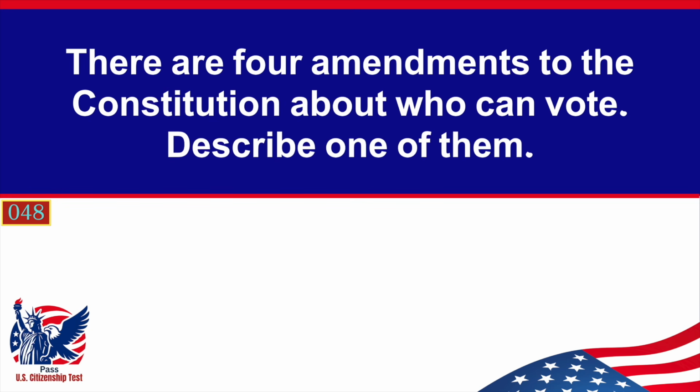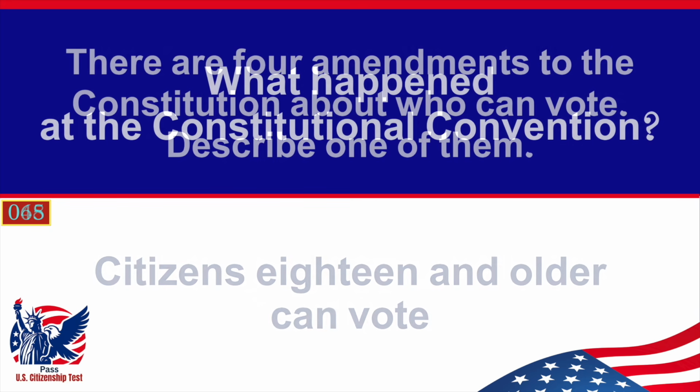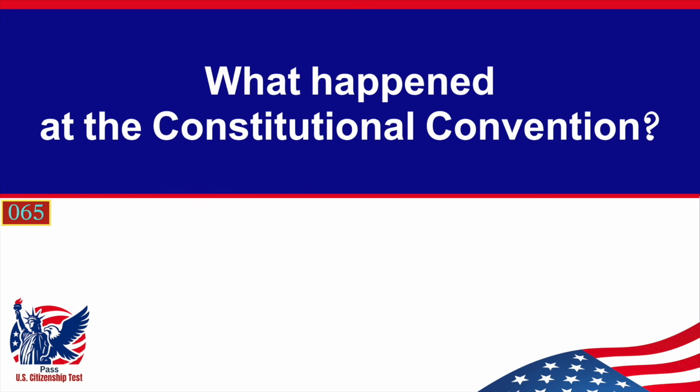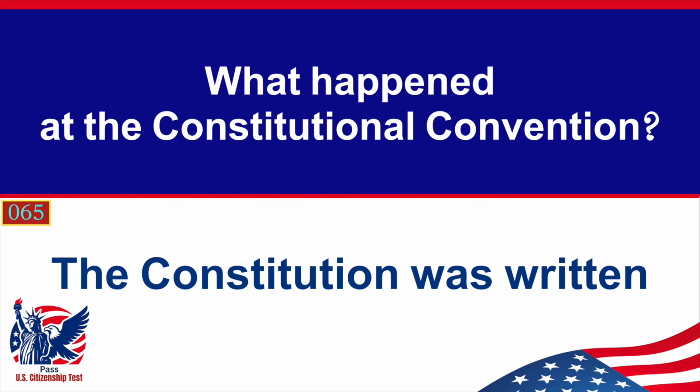There are 4 amendments to the Constitution about who can vote. Describe one of them. Citizens 18 and older can vote. What happened at the Constitutional Convention? The Constitution was written.